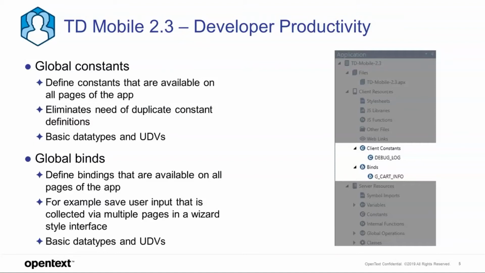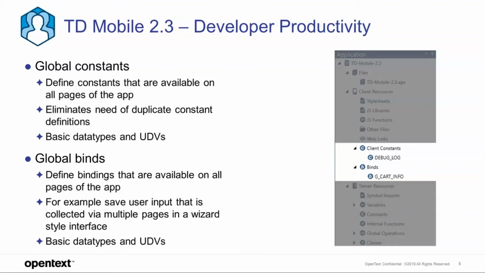Global constants allow you to define constants in a global section of the outline in client resources, and these global constants will be available everywhere in the application without the need for you to create duplicate constant definitions on every single page. That can easily get messy, and you also can mix up values, so that's not nice, and global constants is the right way to do that.